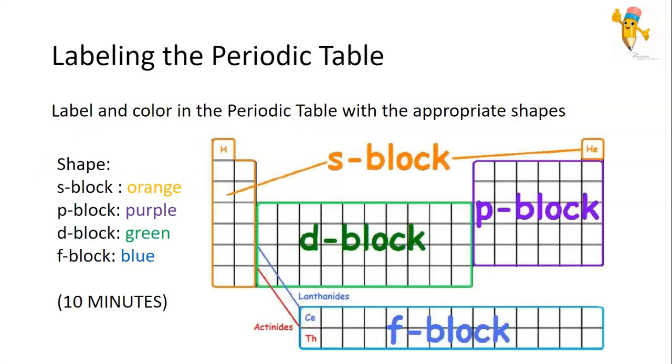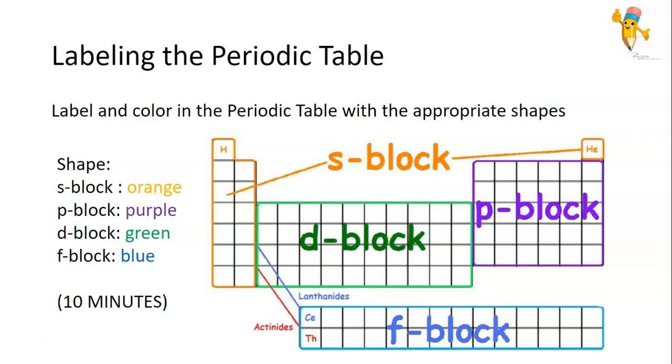So in your notebook, you will have the different blocks. The S block is the first 2 columns, columns 1 and 2 on your periodic table. The P block is the last 6 columns on your periodic table.